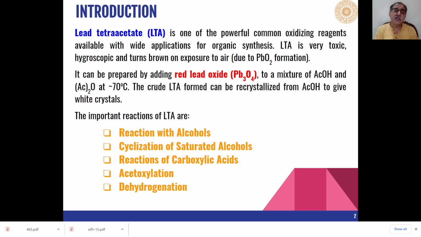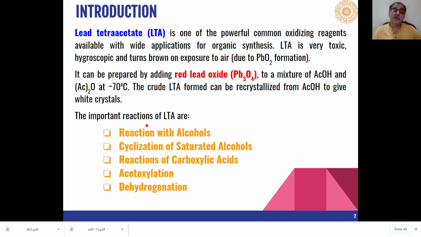Then this lead tetraacetate can be prepared if we heat red lead oxide, Pb3O4, in a mixture of acetic acid and acetic anhydride at approximately 70 degrees centigrade. And the lead tetraacetate formed by this method can be recrystallized from acetic acid to give white crystals, which can be used directly as the oxidizing agent.